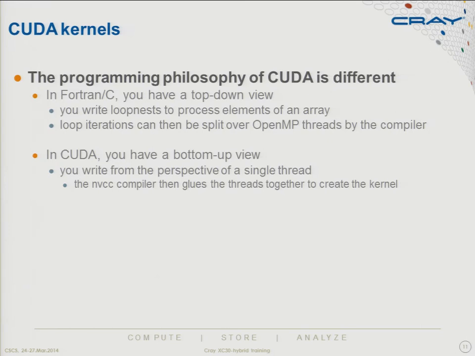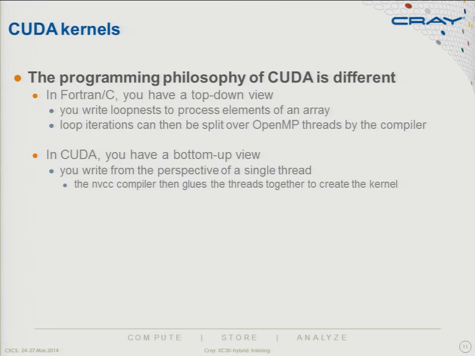In CUDA, it's a very bottom-up view of things, in that you don't write from the perspective of the whole array. You write from the perspective of a single thread. And you say, this thread is going to do this operation. It's going to do a finite difference. For a particular array element, it will do the finite difference of one element to the right and one element to the left, for instance, if this was a simple stencil. And you write it from the perspective of that thread.